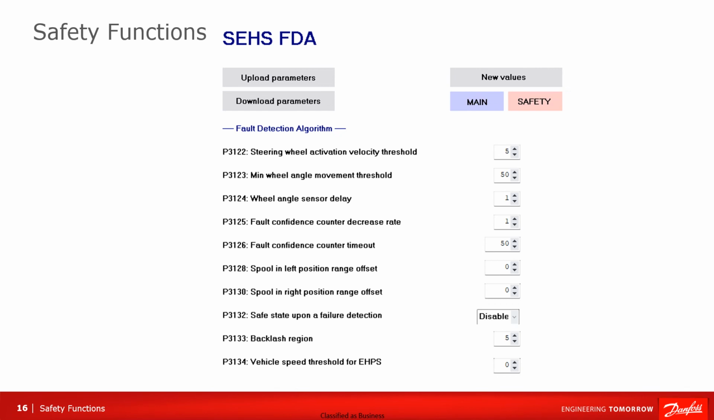The FDA parameter settings are not to be tuned manually, as the algorithm must be trained for good parameters by working with Danfoss technical support and using CAN data from driving the machine.